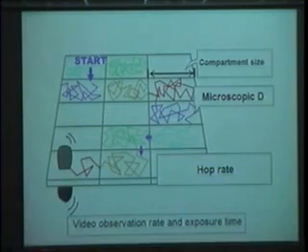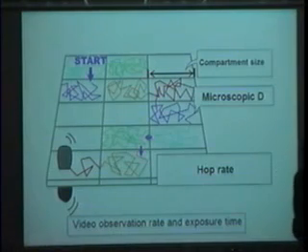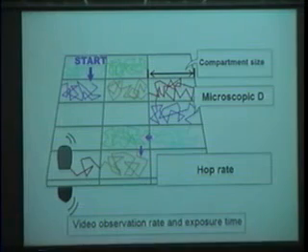So we have a few scales that are important here. One is the compartment size, one is the rate at which it hops from one compartment to the next, one is the diffusion coefficient inside of the compartment, and the last important one is the observation rate. What's the exposure time on the camera in between each frame? I'll assume that the observation rate and the exposure rate are the same, although you can vary them independently.